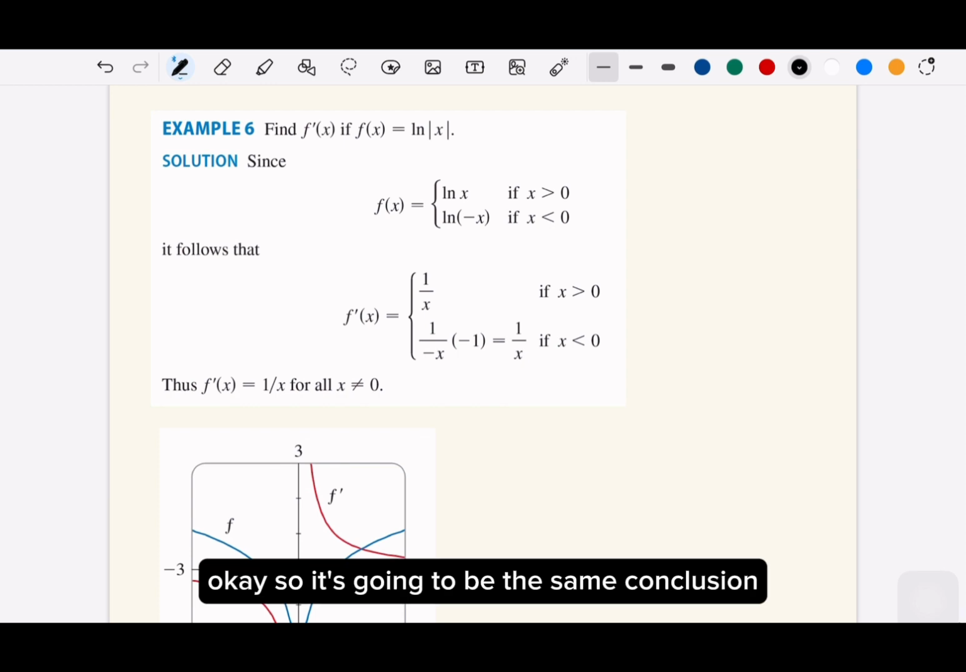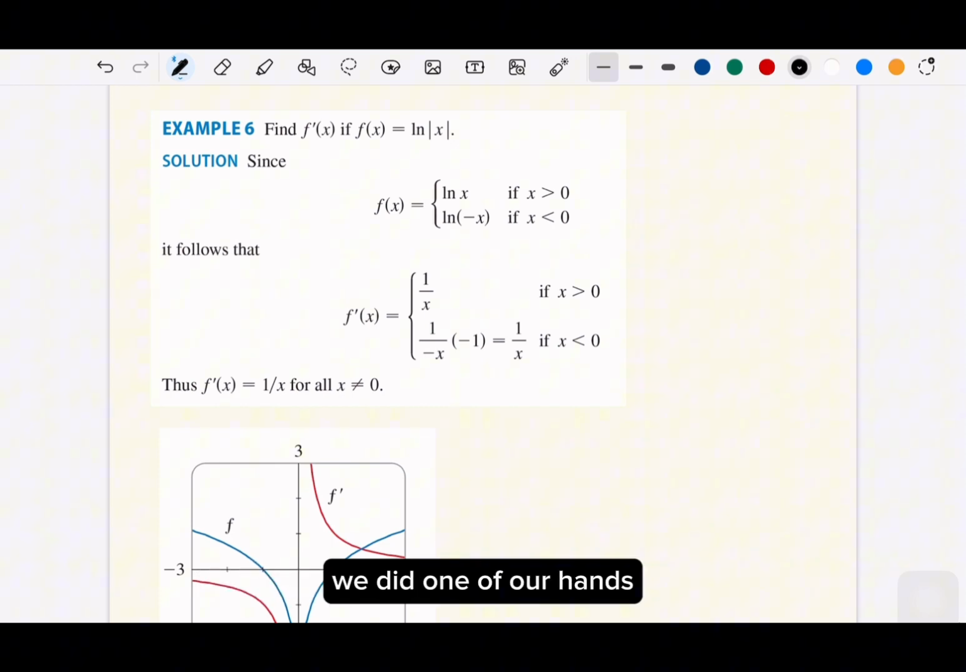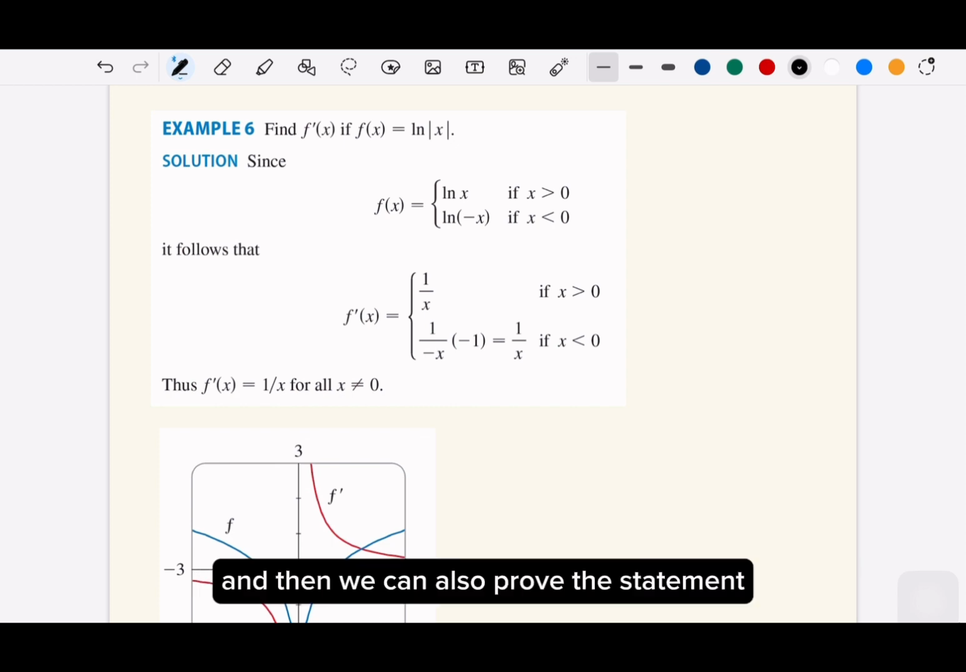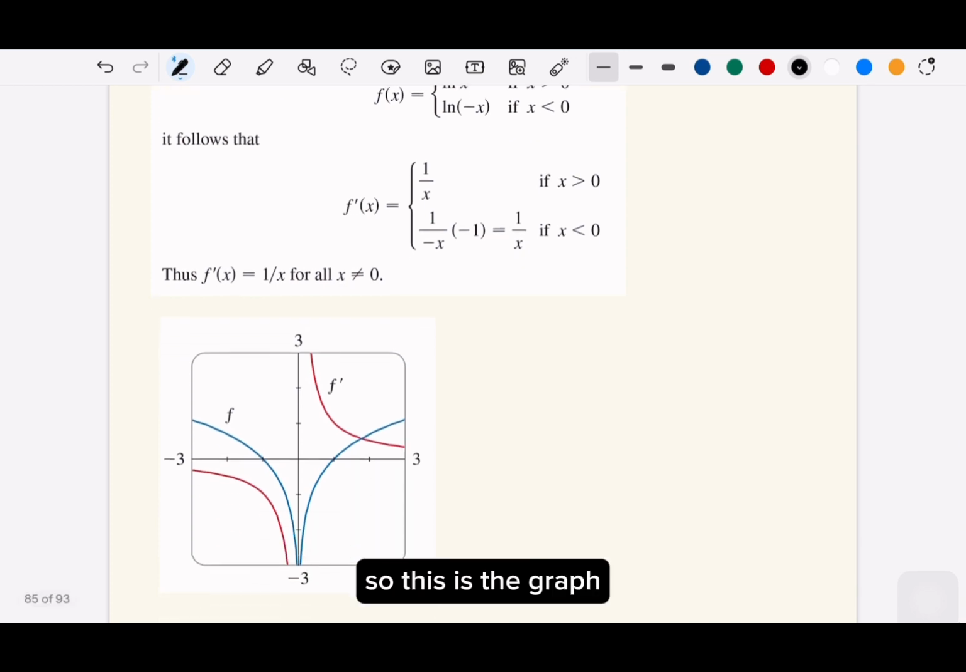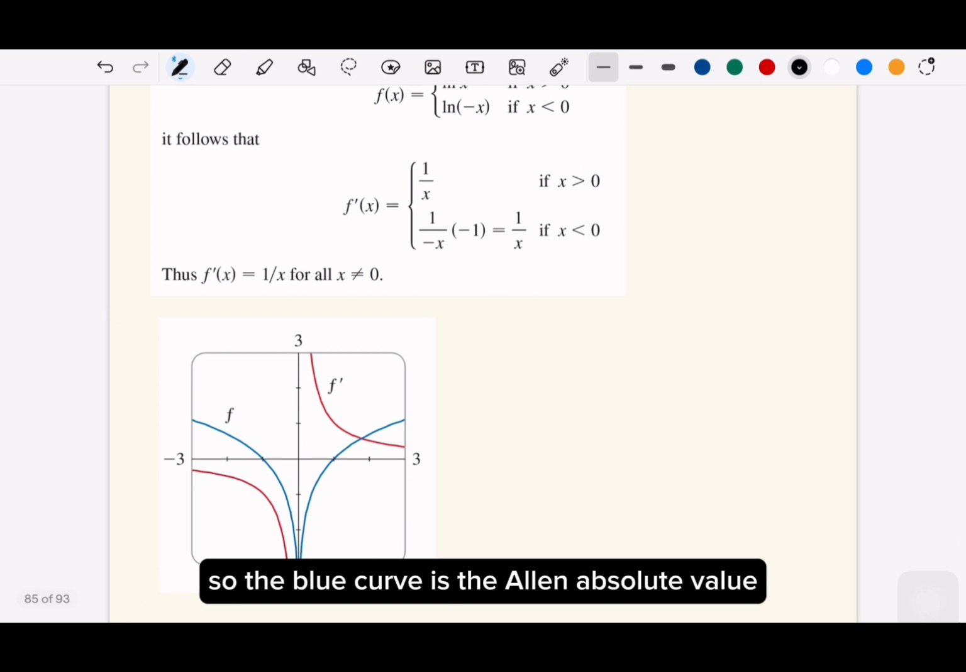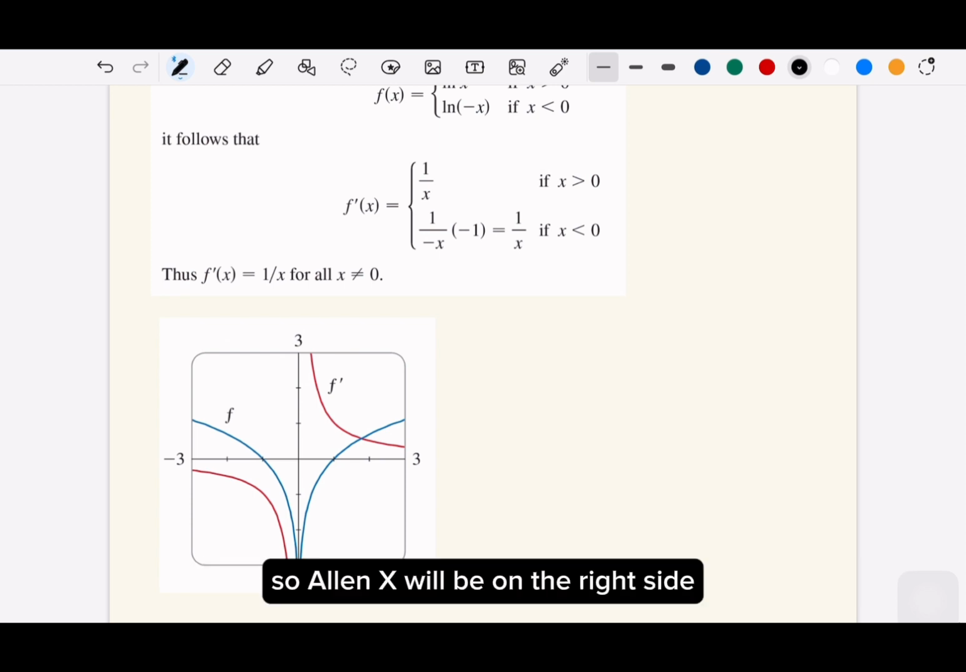So it's going to be the same conclusion, which is 1 over x. And then we can also prove the statement by taking our graph. So this is the graph. The blue curve is the ln of the absolute value of x. So ln x will be on the right side, and ln negative x will be on the left side.